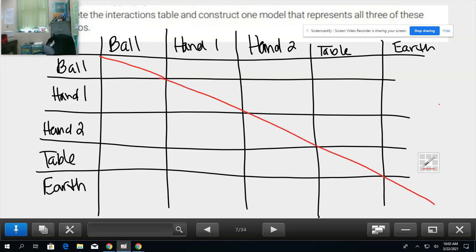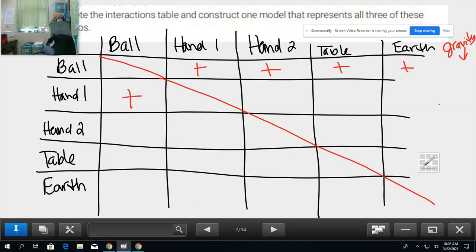Here's my chart. Let's start with that. So does the ball interact with hand 1? Yes. Hand 2, yes. The table, yes. Earth, yes. Earth is pulling down on the ball from gravity. Now, the ball is also pulling back up on Earth, but because Earth is the larger object, it has more mass, it has more gravity, it has a stronger force, it wins in this tug of war.